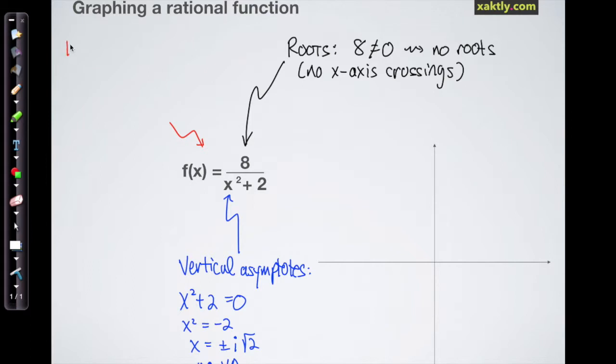Next is horizontal asymptotes. Remember that to find horizontal asymptotes, we're really asking the question, what does this function do when x gets really large, either in the positive or negative x direction? Because the degree of the denominator, 2, is larger than the degree of the numerator, 0 in this case, the limit of this function for large x is 0. So 0 is a horizontal asymptote, and we'll pencil that in as a dashed line.